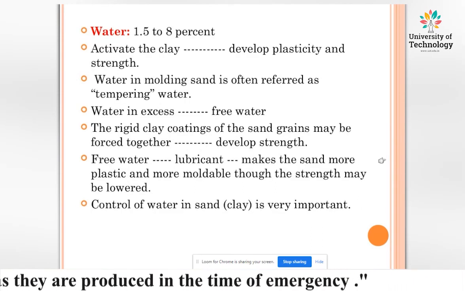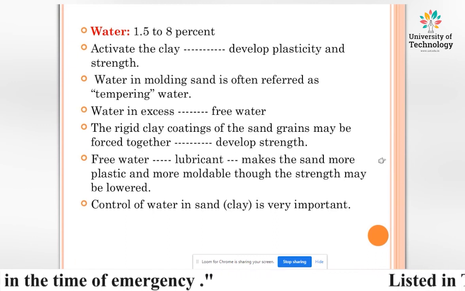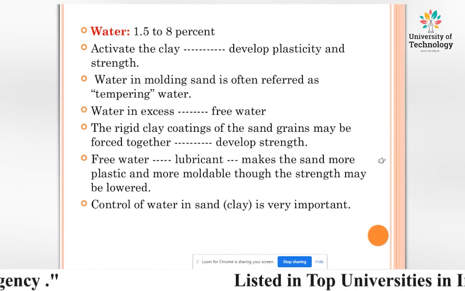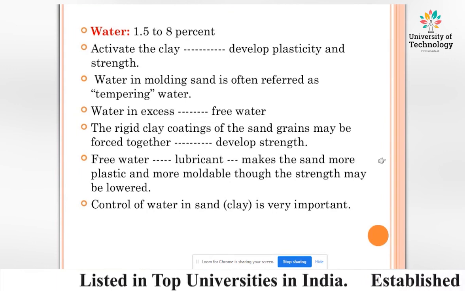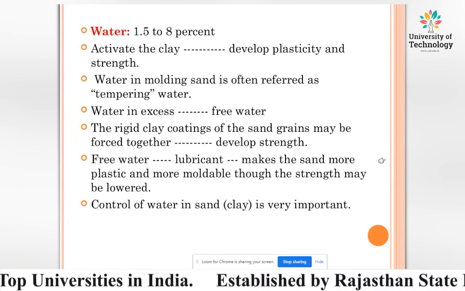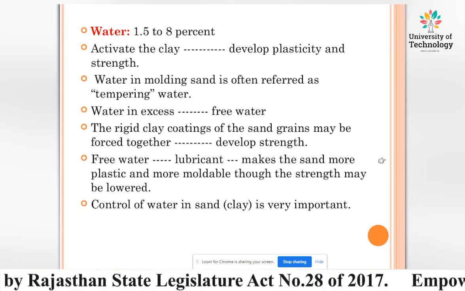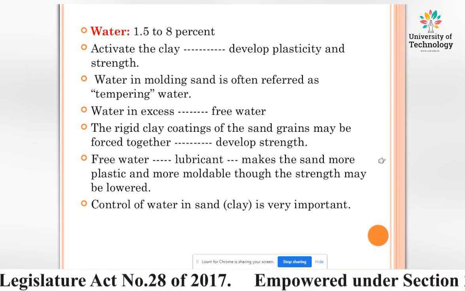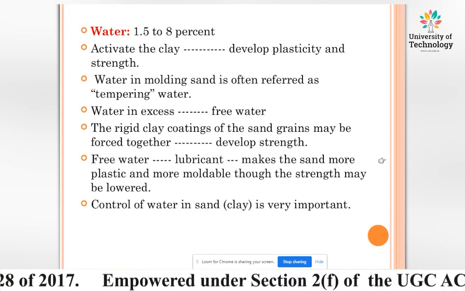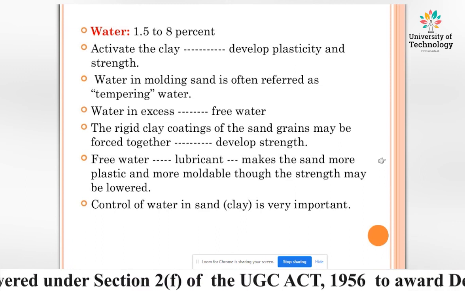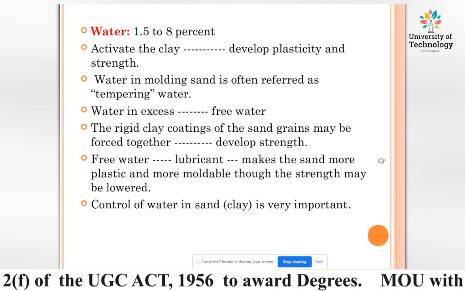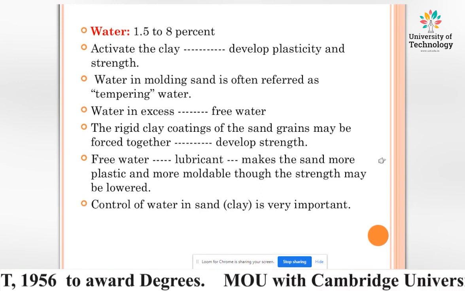And the third ingredient is water. Water is present at 1.5 to 8% in molding sand. It is used as an activator so that clay develops plasticity and strength. The water in molding sand is often referred to as tempering water.